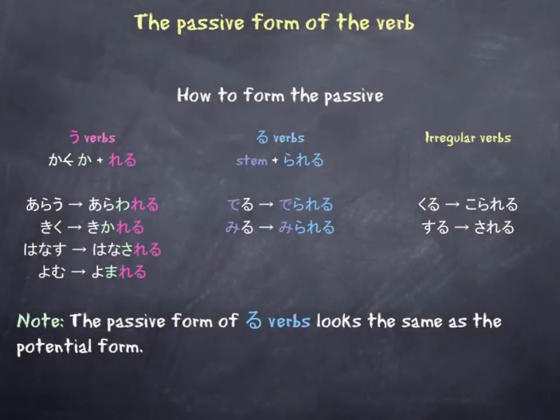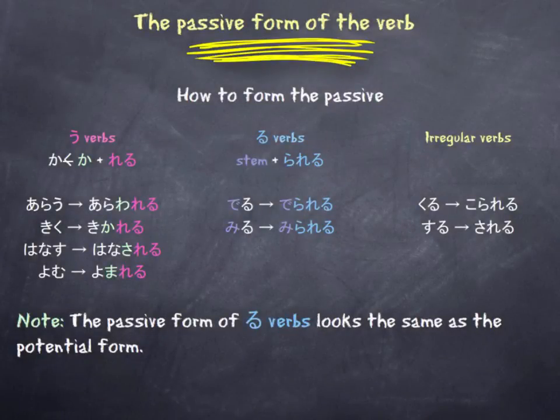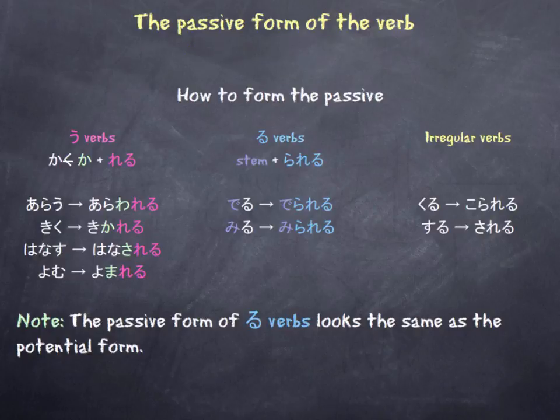Hey guys, today we're going to take a look at the passive form of the verb, or what we would refer to in English as passive voice. Using passive form is another more polite way to express an action. In Japanese, a sentence is usually more polite when it is less direct.